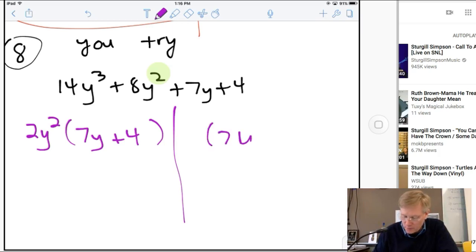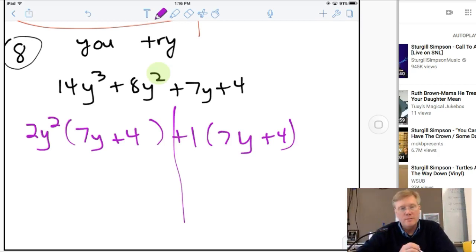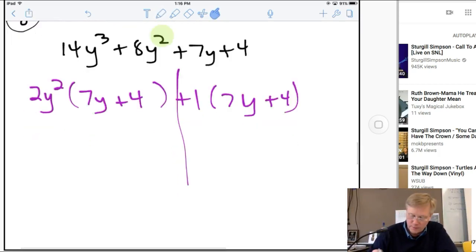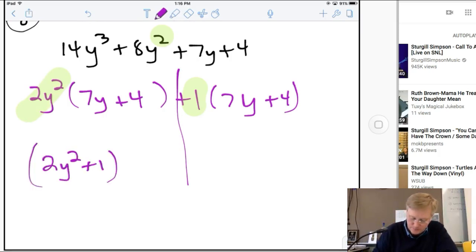7y plus 1 plus 4. You can always pull a 1 out, and it's important to have that 1. You don't want to leave it blank there. So when I write my answer, I'd get 2y squared plus 1 times 7y plus 4. And that is the answer.